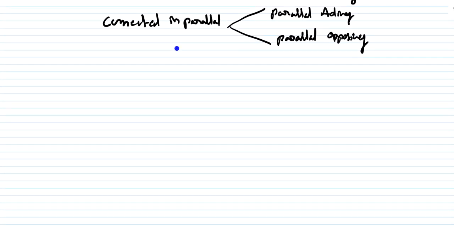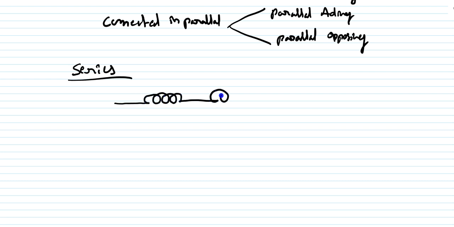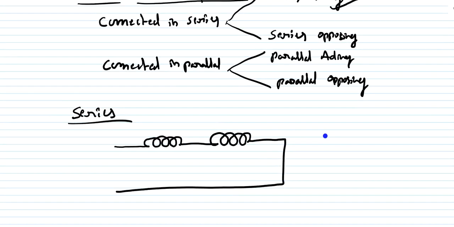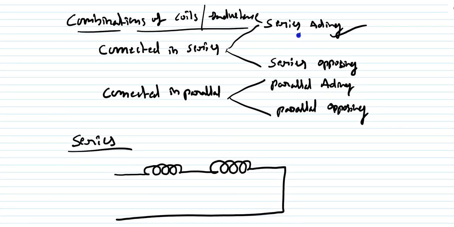Suppose the coils are connected in series. I'm taking the first configuration. My coils could be like this, two coils connected in series, and the flux should be phi 1 plus phi 2, so they are aiding.